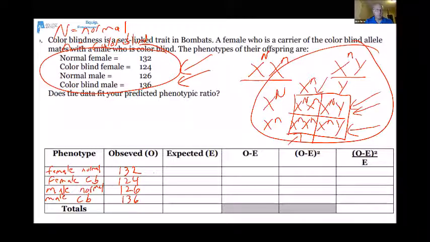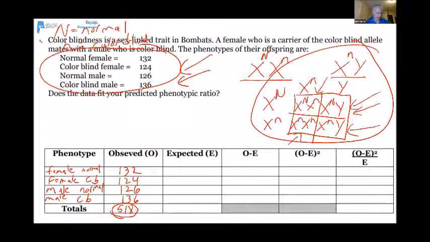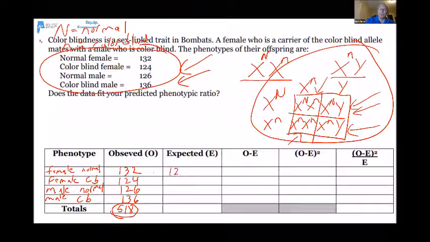Let me move some things around on the screen here. So that's my total number of offspring. I know that I expected 1/4 of those to be normal females, 1/4 colorblind females, 1/4 normal males, and 1/4 colorblind males. So I'm going to multiply 518 by 1/4, or divide it by 4. And when I do, that's 129.5. Go ahead and keep the decimal. I'm expecting all of these to be 1/4 of 518, so in this case, all of these are going to be 129.5.